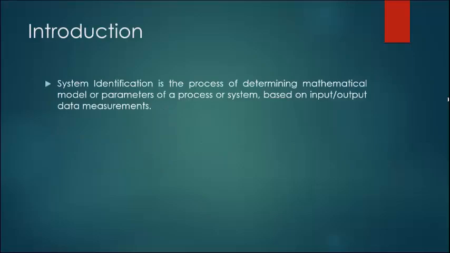So, what is system identification? System identification is the process of determining a mathematical model of a parameter or a process in a system, and that is basically based on input-output data measurement. So we have this system that we want to identify the mathematical model of, in order to study or analyze how this system works, to design a controller to do certain things or to provide a desired response, as we do in control systems.